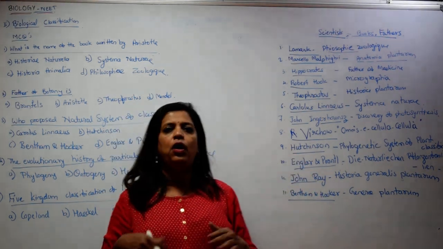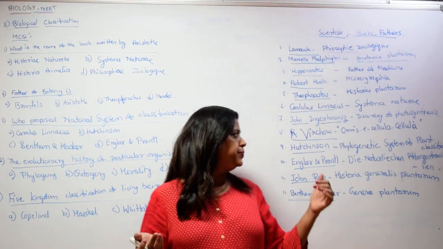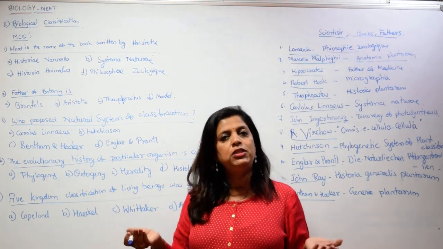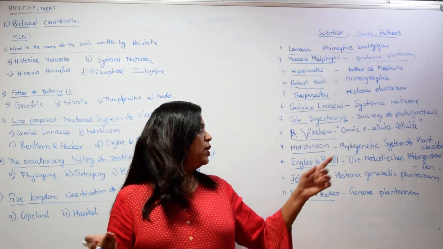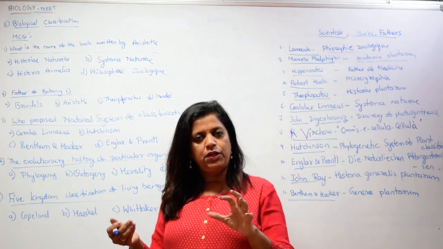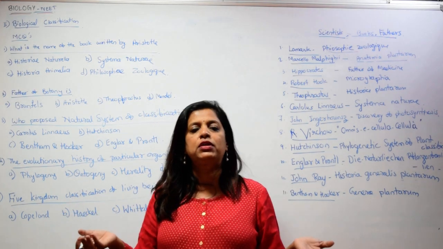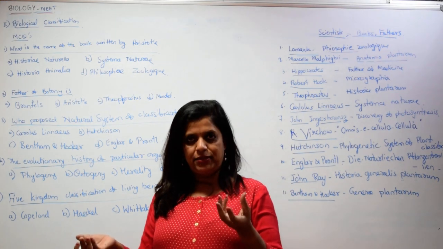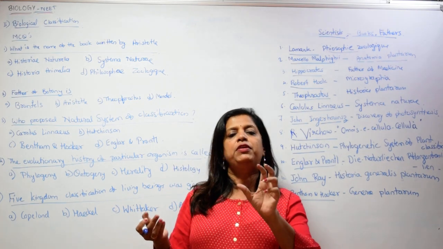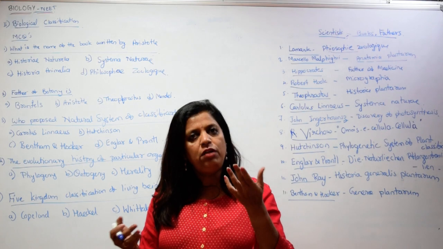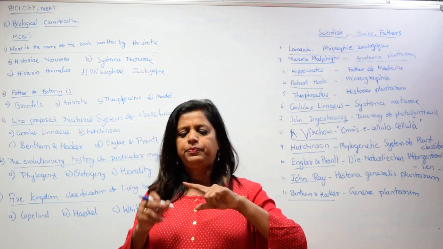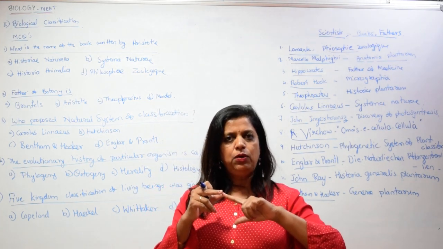Then comes Hutchinson. Now we are coming to the classification of plants. Hutchinson was the first person to give classification of plants based on the evolutionary pattern. We call that phylogenetic classification. Till then, the very famous one was Bentham and Hooker classification, based on flower characters, which was the artificial system of classification. The phylogenetic classification started with Hutchinson, but later it was modified by Engler and Prantl. These names you should never forget: Hutchinson, Bentham and Hooker, and Engler and Prantl.